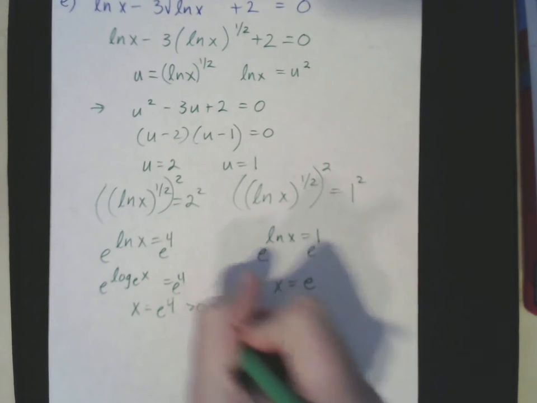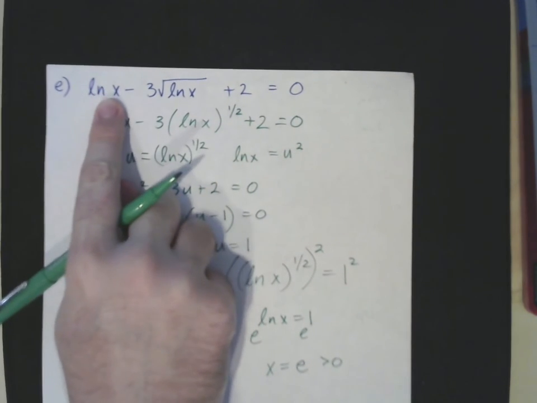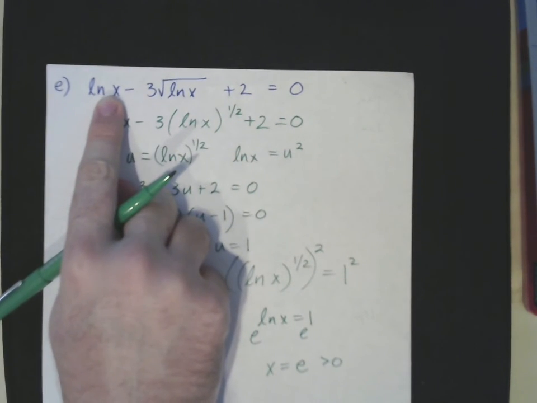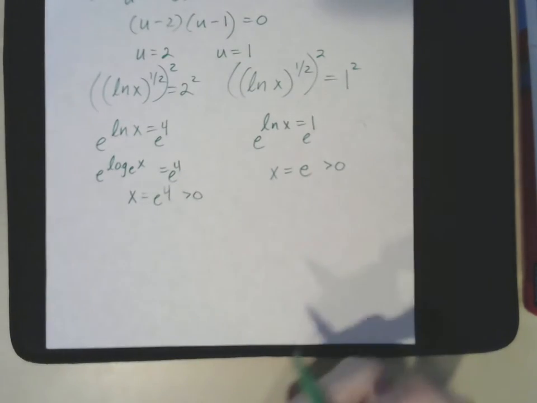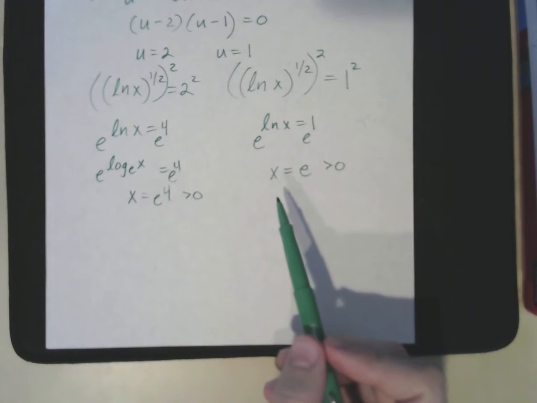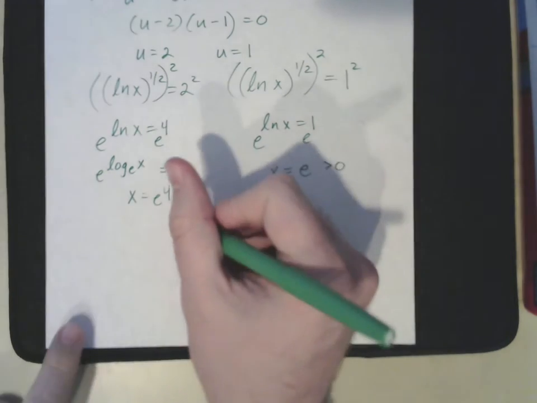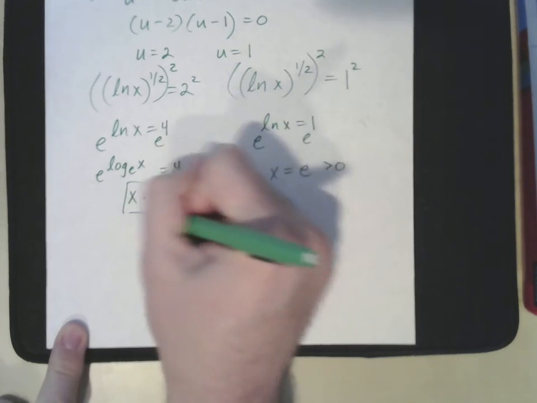Now this is greater than 0, and this is greater than 0. And that's important. Remember, since we have just ln x here, x needs to be positive, strictly bigger than 0. Both of these are. e is 2.7 something, and e to the 4th is certainly bigger than that. So these become our final answers on this problem.